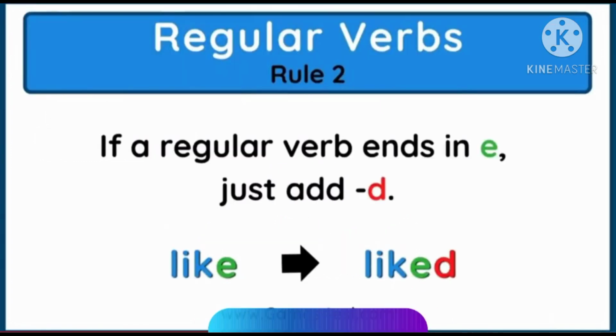Rule 2. If a regular verb ends in e, what we have to do? We have to simply add d to the base form. So, for example, as you can see, the base form is given like L-I-K-E, where you can see E is there. What you have to do? Simply add D to the base form, L-I-K-E-D, liked.